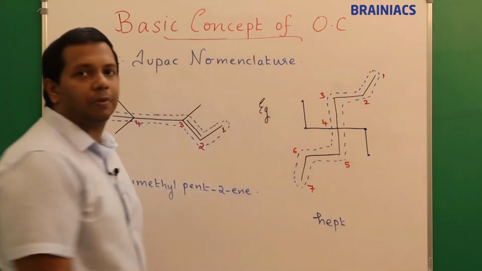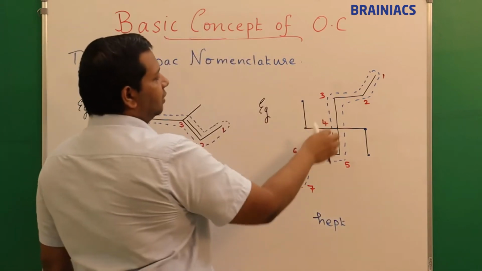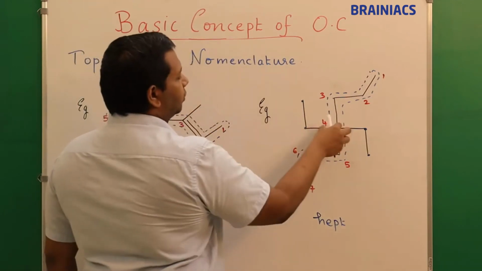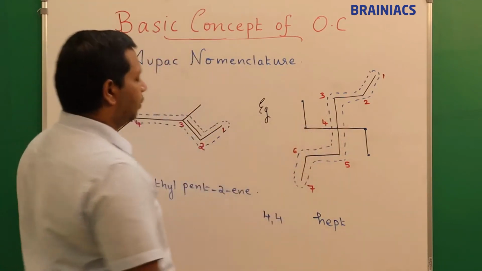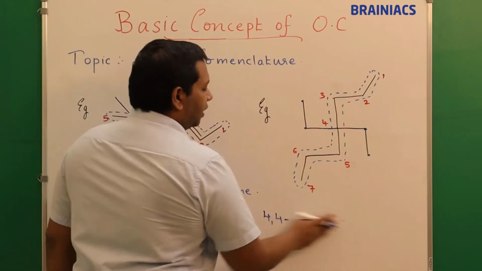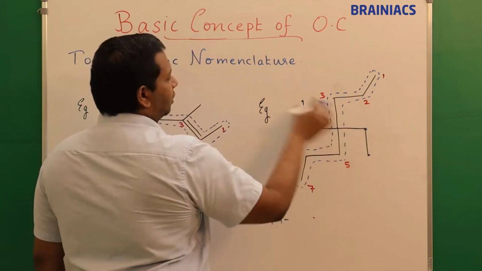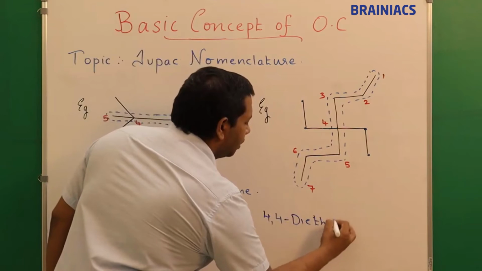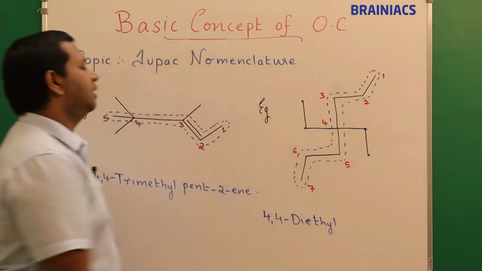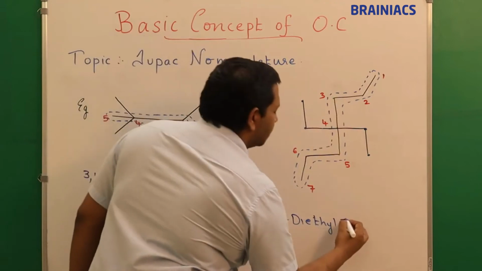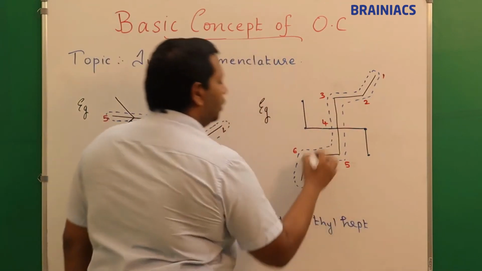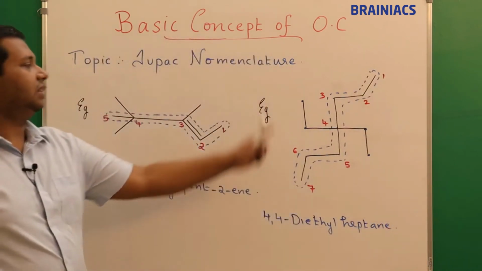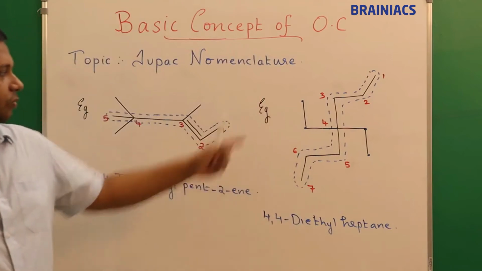There is no primary prefix; the secondary prefix is there, substituents at the fourth position. So we say 4,4. Why do we say 4,4? Because there are 2 substituents at the same position. 4,4, and both are the same, ethyl, so I can say diethyl: 4,4-diethyl. Now the word root hept, and these are all linked through single bonds, so I can say ane, heptane. So 4,4-diethylheptane will be the IUPAC name of that structure.